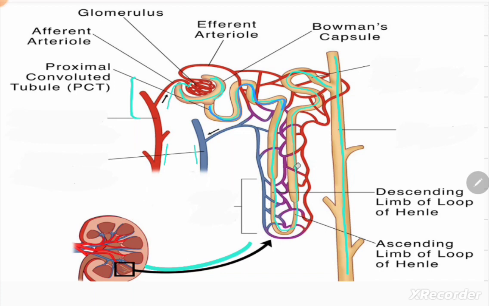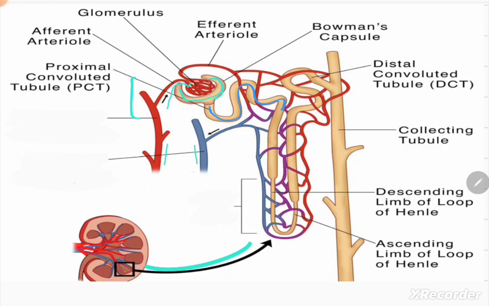After the ascending loop of Henle, we have another convoluted tubule which is known as the distal convoluted tubule. So we have two convoluted tubules. This one is proximal, and this one is the distal convoluted tubule. From here we can see that there is a long tubule, and this is known as the collecting tubule. So this is the whole structure of the nephron.